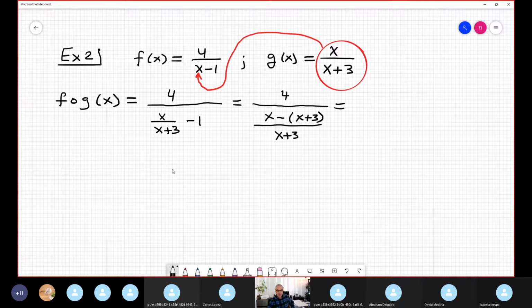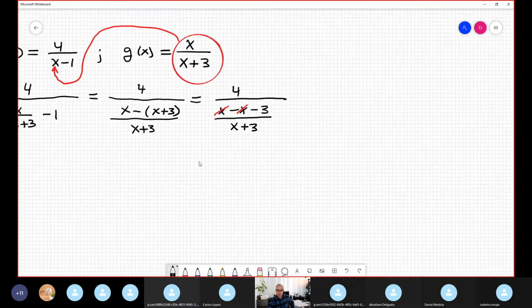Okay, now 4 stays here. And you distribute it here, why not? x minus 3 divided by x plus 3. Wow, look at that. That is cancelled. Positive x and negative x is cancelled. And we have so far 4 divided by minus 3 over x plus 3. This is the answer. No, because this is a complex fraction.